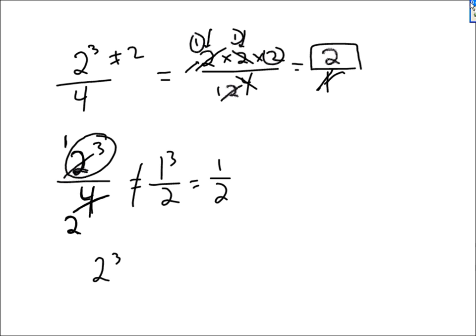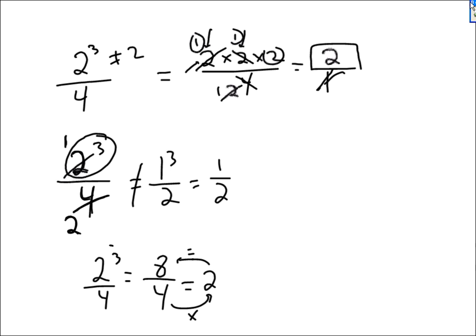And this makes sense because 2 cubed is 8, divided by 4. 4 times 2 is 8. So yeah, 8 divided by 4 is 2. 2 cubed divided by 4 is 2.